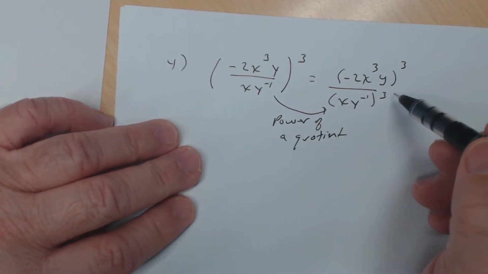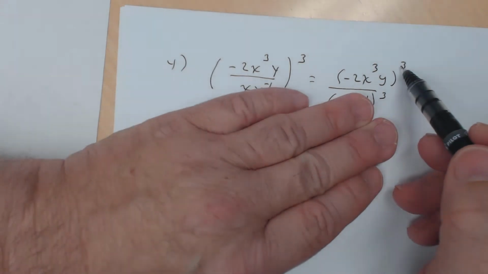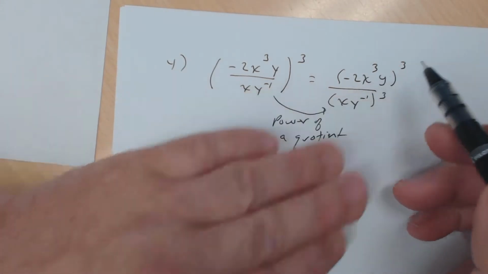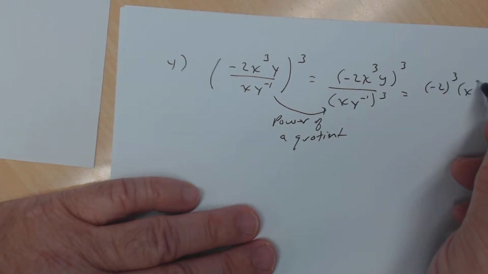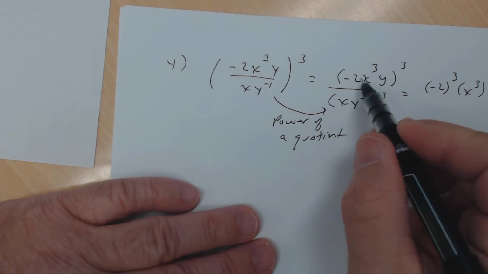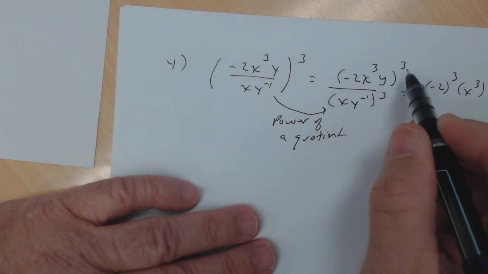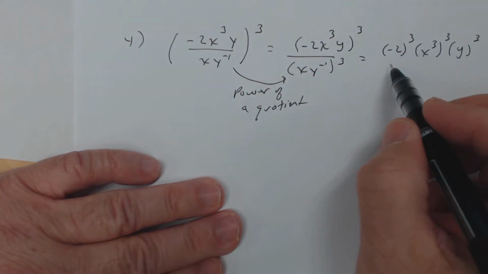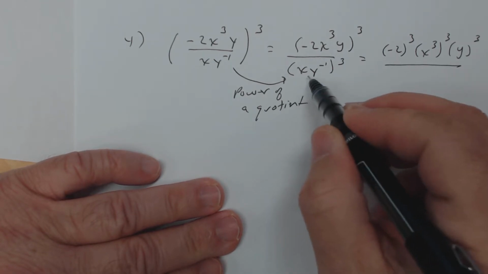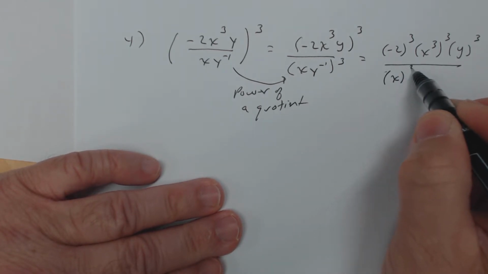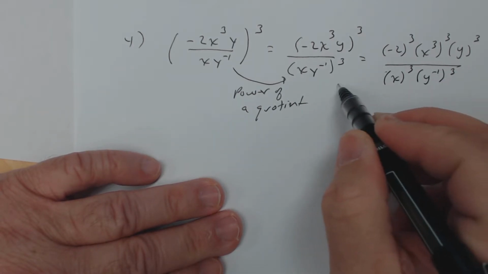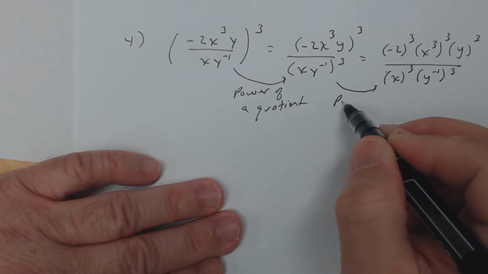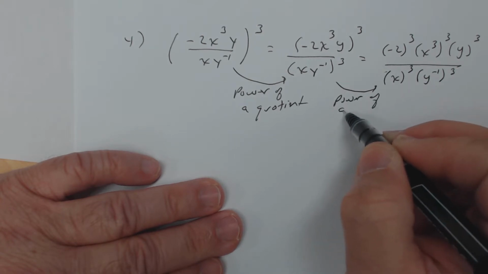All right, and now going from here to here, I'm going to use the power of a product. So that's going to become negative 2 to the 3rd power, x cubed to the 3rd power, y to the 3rd power. So every factor in here, you're going to raise to the 3rd power, divided by, and over here in the denominator will be x to the 3rd power, and then y to the negative 1 to the 3rd power. So I used the power of a product in this case.